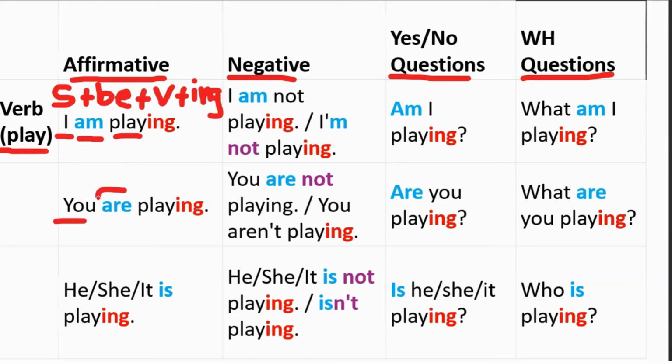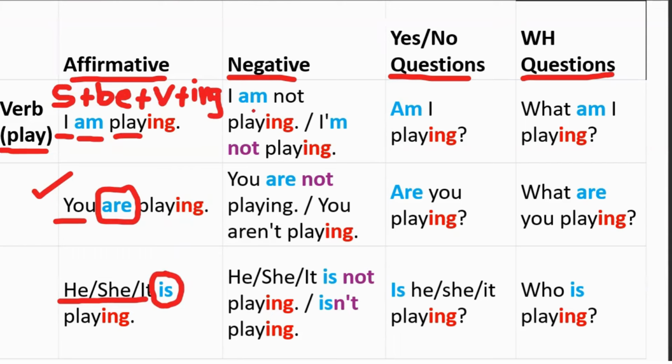We changed the form of the be here because of the subject. With you, they, we, or a plural subject, we always use are. The rest is the same, play and ing, playing. Now, if we change the subjects, he, she, it, or a singular subject, then we use is with that. He is playing, she is playing, it is playing.